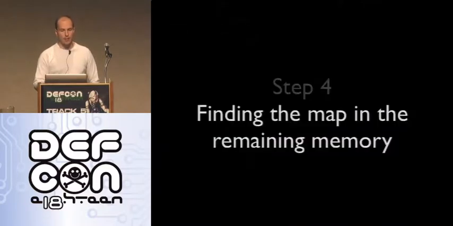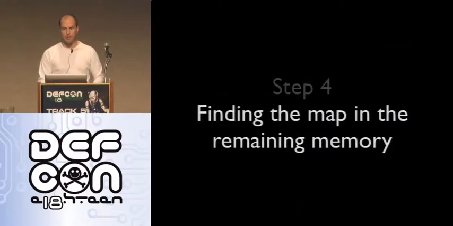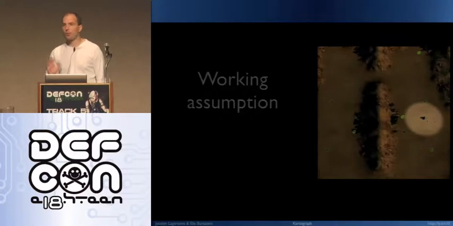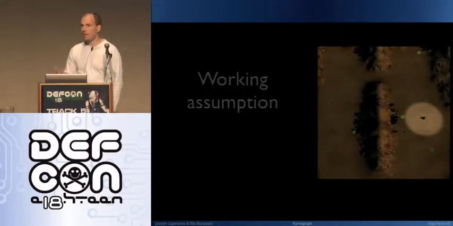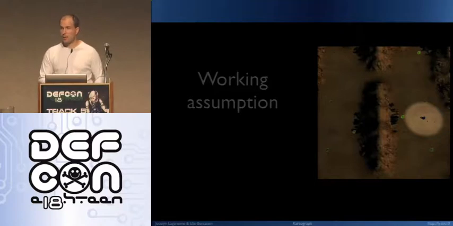And when we're done with that, we need to find the map in memory. So now we have reduced as much as we can. We now really have to look at the memory and try to figure out where the map is. So we have one working assumption. It turns out to be true in almost every game we look at, that the map is stored in a 2D array. Actually, you can have multiple maps in the memory. Jocelyn is going to show you this live in the demo.